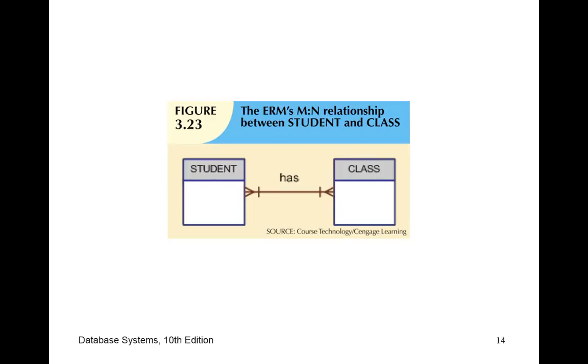Okay, here's our many-to-many relationship. One-to-many students has one-to-many classes. What's the initial problem that you see with this database?